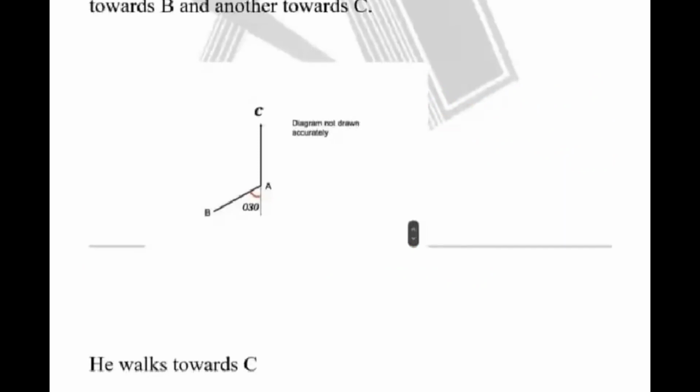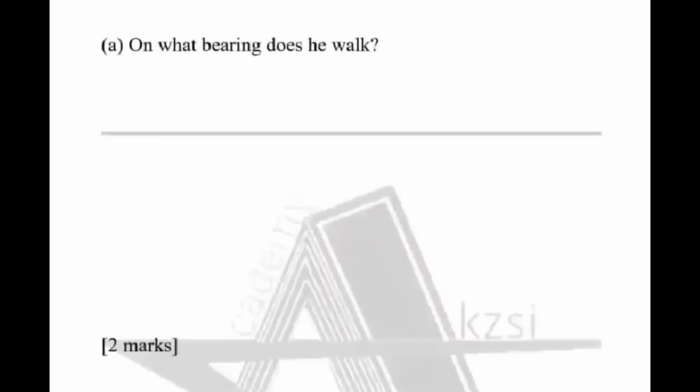Question 6 says, a man is standing at a point A and there are two roads, one towards B and another towards C. He walks towards C. On what bearing does he walk? So, a man is standing at point A. Here the man is standing and there are two roads, one towards B and one towards C. He walked towards C. He was standing in A and walks towards C.